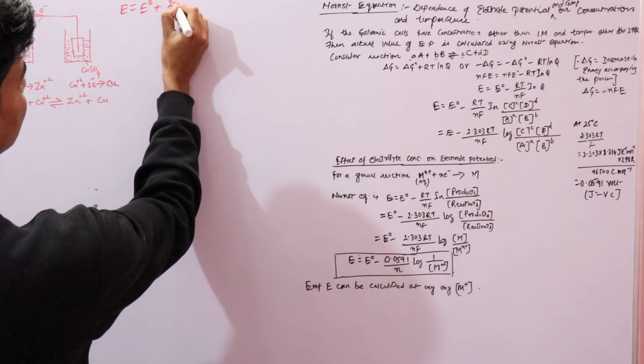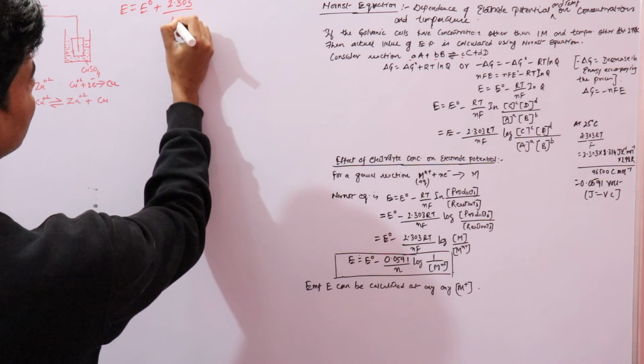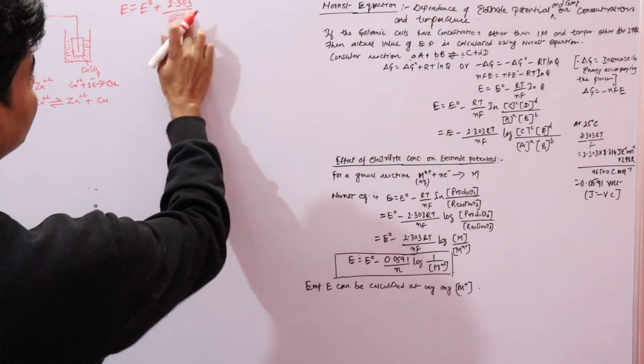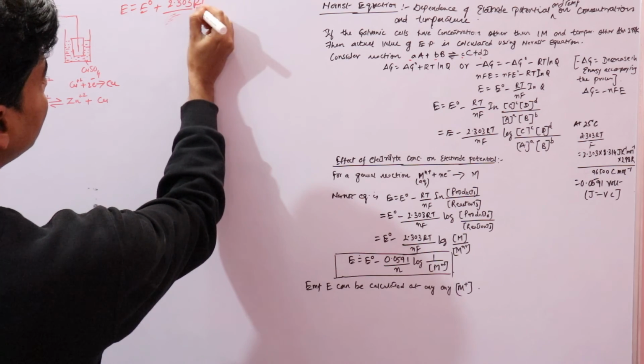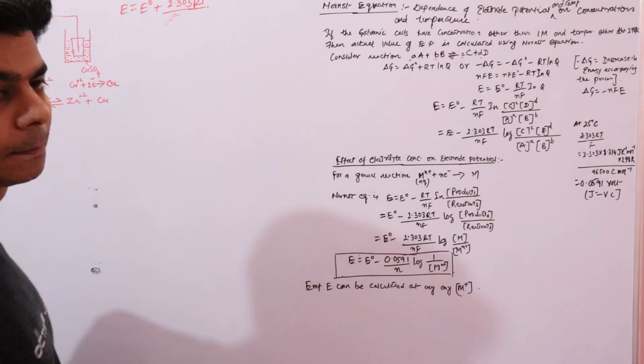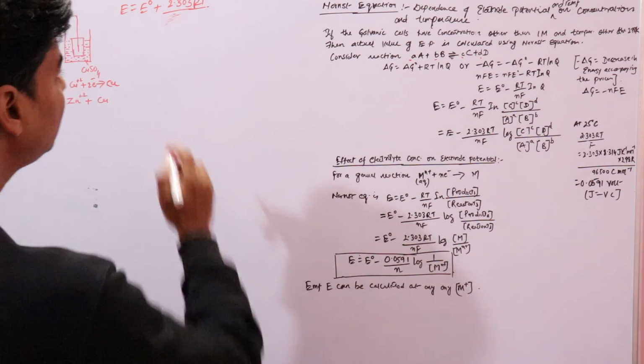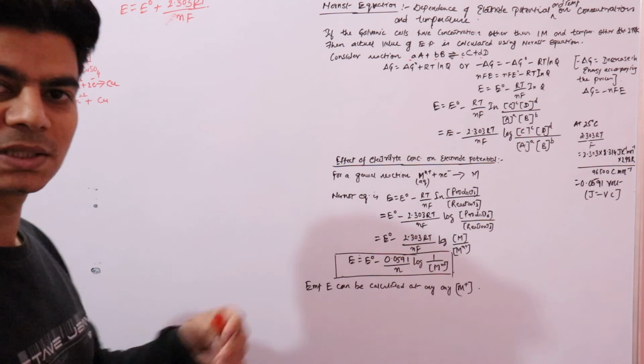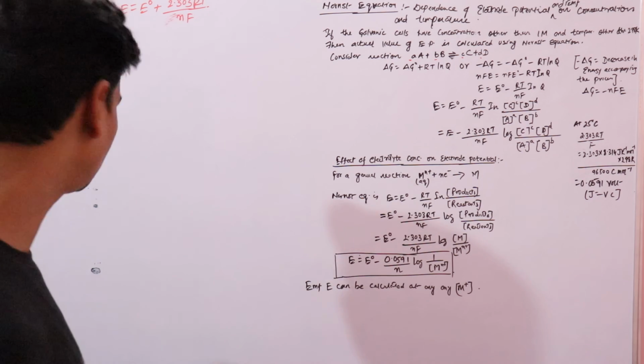E is equal to E0 minus 2.303 RT upon nF log of ion concentration. R is your universal gas constant, T is your temperature, n is the number of electrons exchanged in the redox reaction of the electrochemical cell.